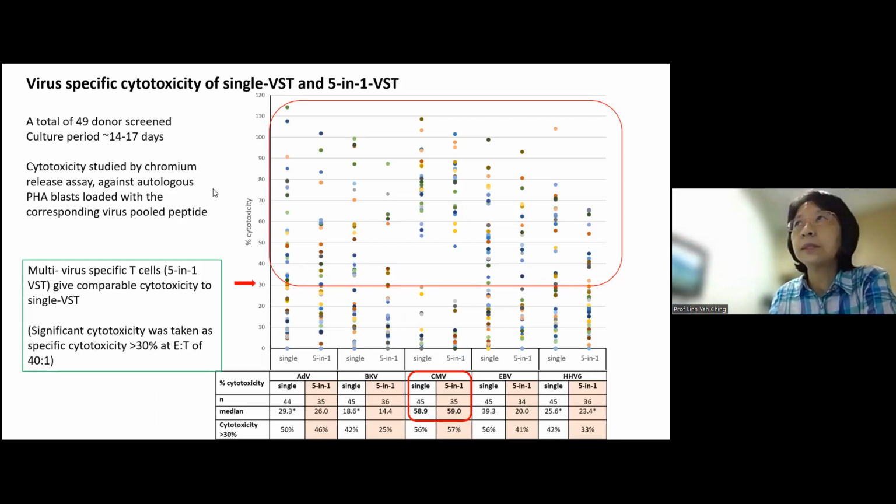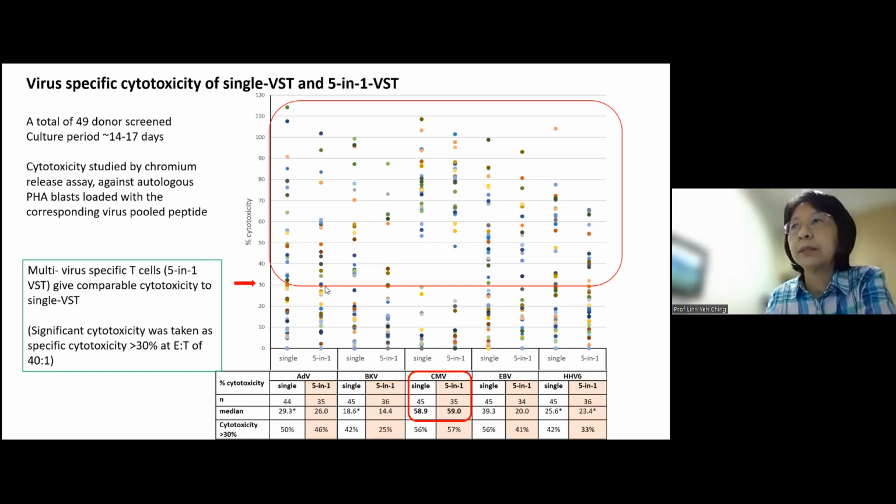We did cytotoxicity assay of single and the 5-in-1 VST against autologous PHA blasts that are loaded with the respective adenovirus, BKV, CMV, EBV, and HHV6 pool peptide. You can see there is a broad range of cytotoxicity amongst donors in their killing potential against the various viruses. So CMV specific T cell has the highest cytotoxicity, median level of like 59%, which is significantly superior over cytotoxicity of VST against other viruses.